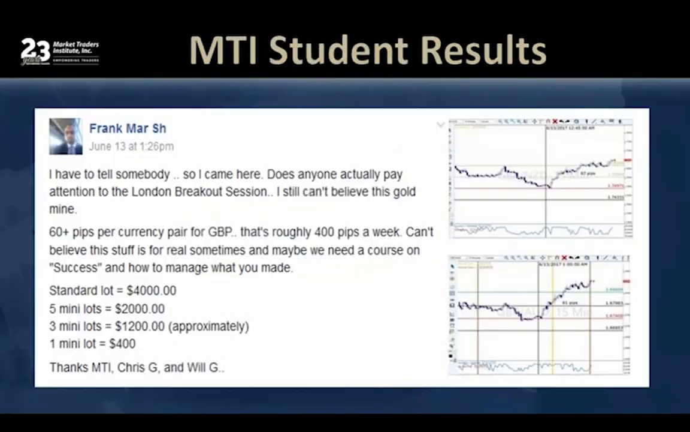And we've had a lot of people that have already tried it, and they've done well. I'm just going to read this. This is a guy who just put this in, Frank. I have to tell somebody, so I came here. Does anyone actually pay attention to the London Daybreak session? I still can't believe this gold mine. 60 pips per currency pair for the British pound. That's roughly 400 pips a week. Can't believe this stuff is for real sometimes, and maybe we need a course in success and how to manage.